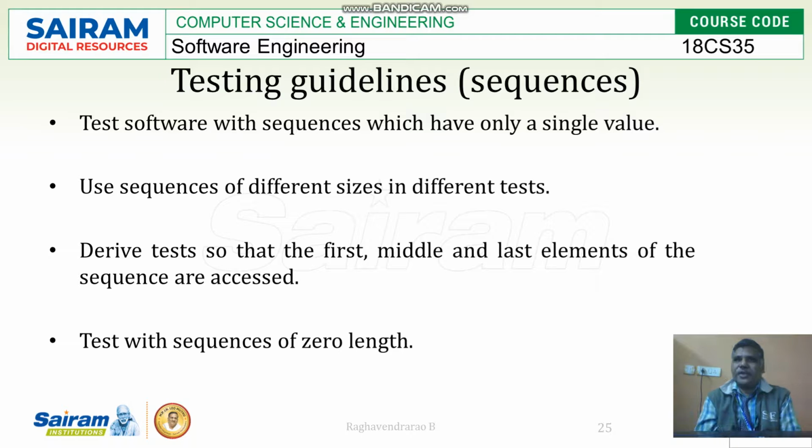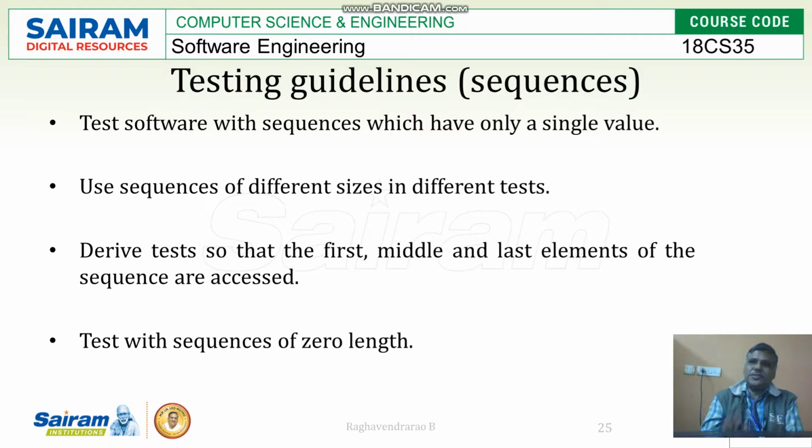Then we have the first, middle and last elements, the sequence numbers. In the previous example only, this is also there. Okay, so one of the things you should consider is that the testing guidelines are being given. According to the testing guidelines, you have to check.